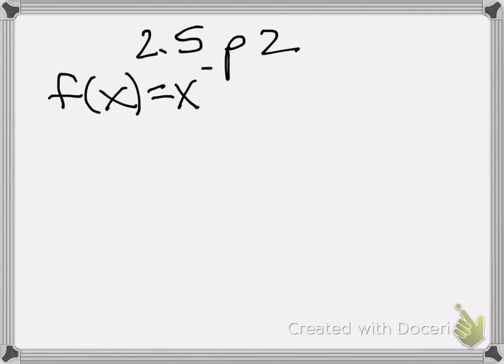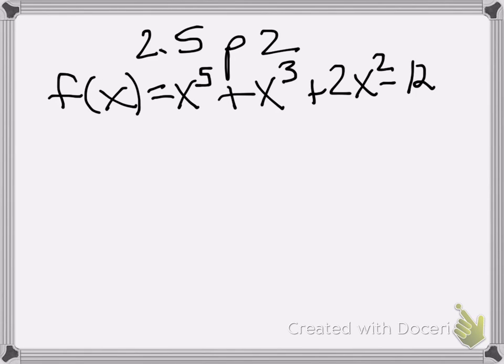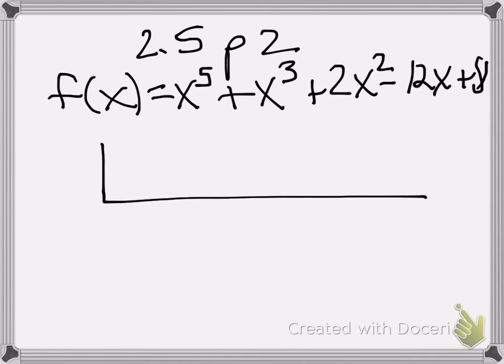It's x to the 5th plus x cubed plus 2x squared minus 12x plus 8. Okay, now what we're going to do is we're going to use the synthetic division bar and we're going to put our coefficients in. Notice I'm putting a 0 right there because we skipped a power from 5 to 3. Then 1, 2, negative 12, and 8.